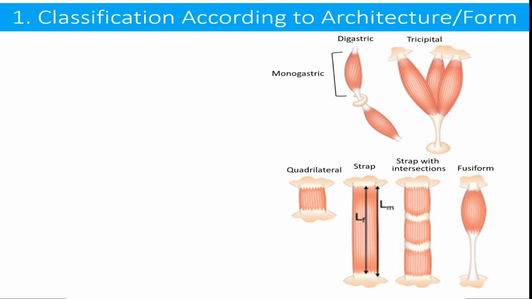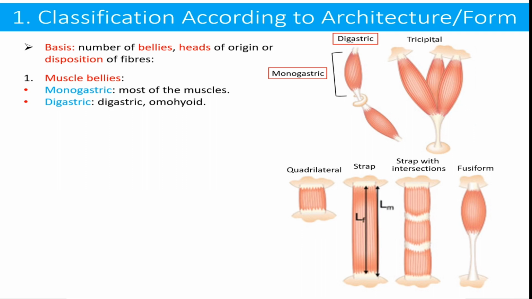Number one, classification according to architecture or form. This classification depends upon the number of bellies of the muscle, number of heads of origin, or disposition of the fibers of the muscles. First, classification according to muscle bellies. Two groups. First, monogastric, the muscles which have got one belly, and most of the muscles of the body belong to this group.